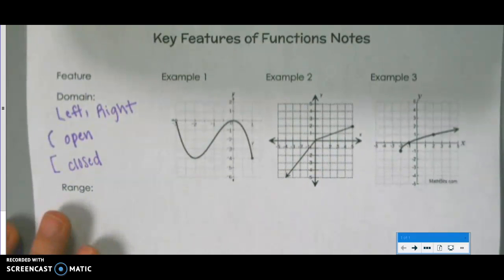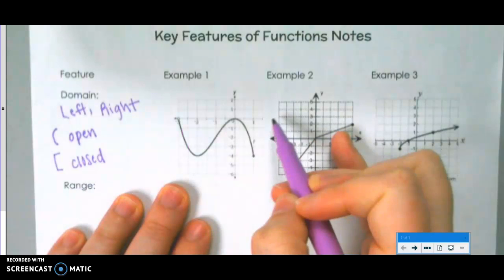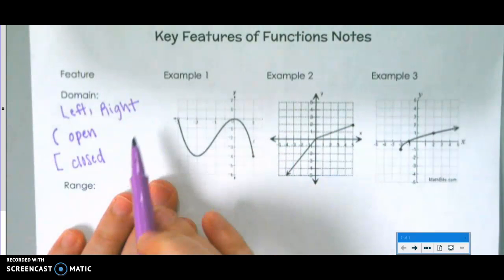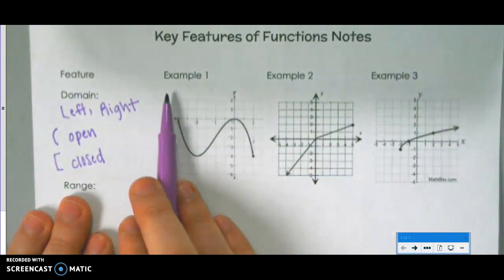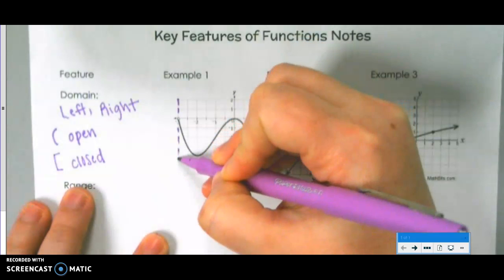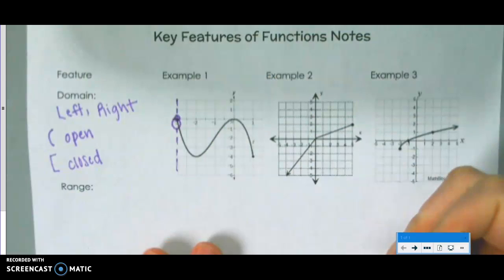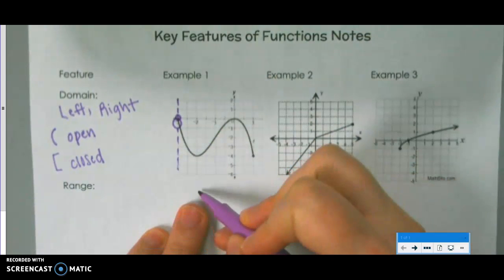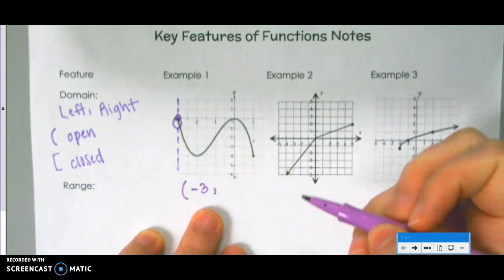All right, so I'm going to do the domain of all of these first. So the domain is how far to the left and how far to the right the graph goes. If you approach the graph from off the paper and you go to where the graph starts, I can see that the first x value of this graph is -3. And I don't know if you can see, but there was an open circle there. So my domain is going to start at -3.